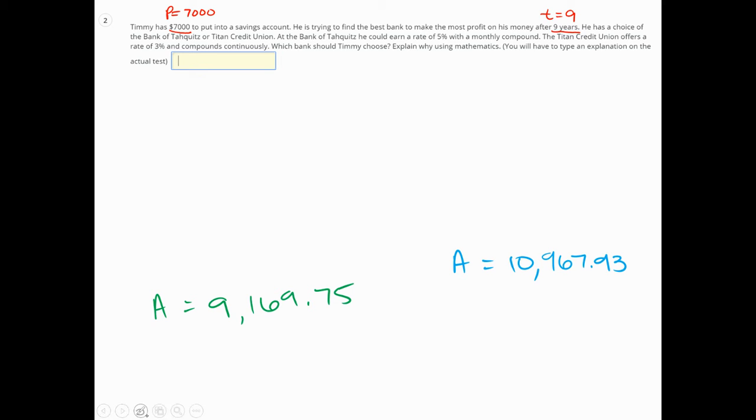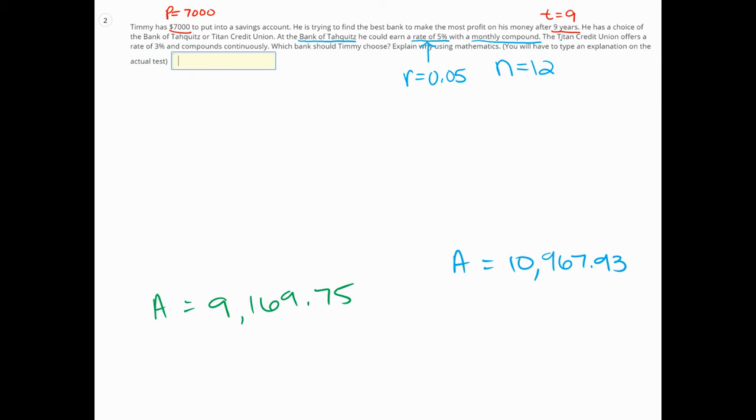Then he has a choice of 2 different banks. He has Bank of Tockwitz or Titan Credit Union. So starting with the Bank of Tockwitz, he could earn a rate of 5%. So the rate of 5%, I would write that as R equals 0.05. Remember, you have to change the percent to a decimal. And then with a monthly compound, that would be N equals 12. So the number of times we're going to compound the interest in a year is 12 times because there's 12 months.